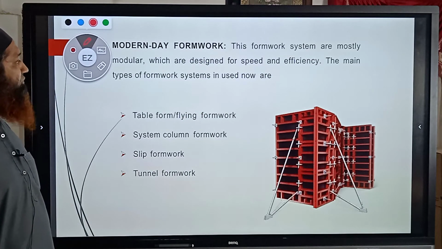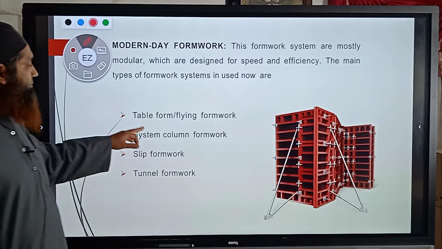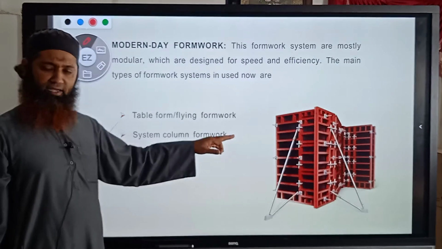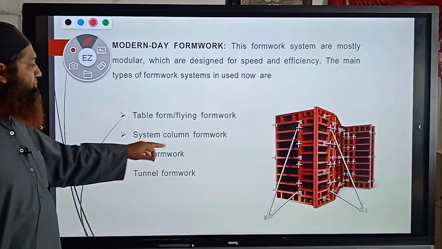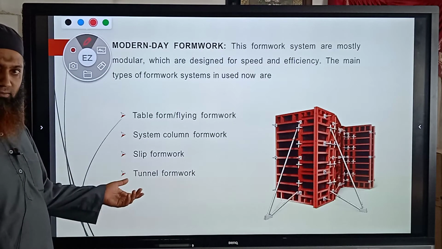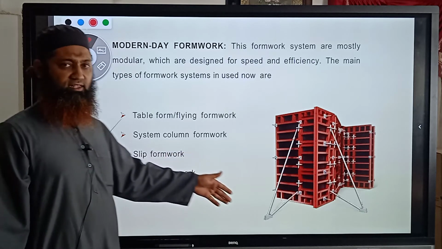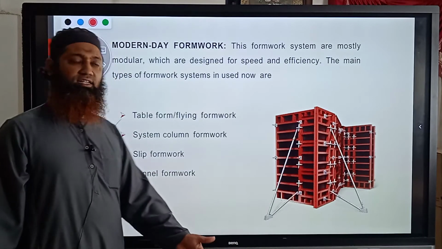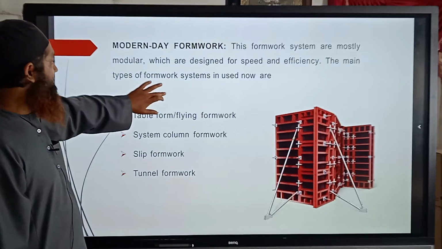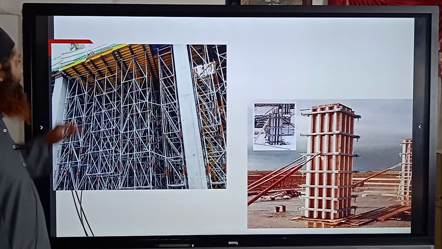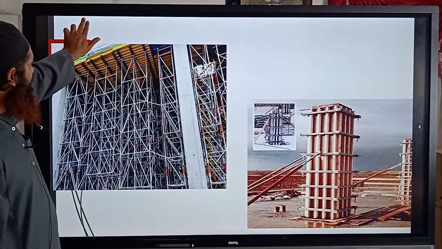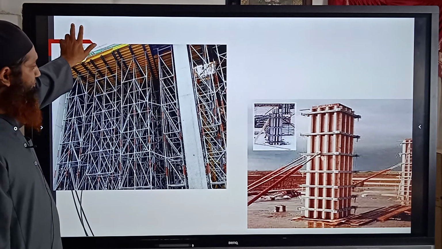The main types of formwork systems used now are table form, flying formwork. This is the main type of formwork unit. System column formwork. This is also a type, used for columns. And the slip formwork and tunnel formwork. We'll be seeing them in the later slides. What are the different types of these formworks also? Let us see. You can just see here. See, this is the formwork which is used here, the modern day formwork.